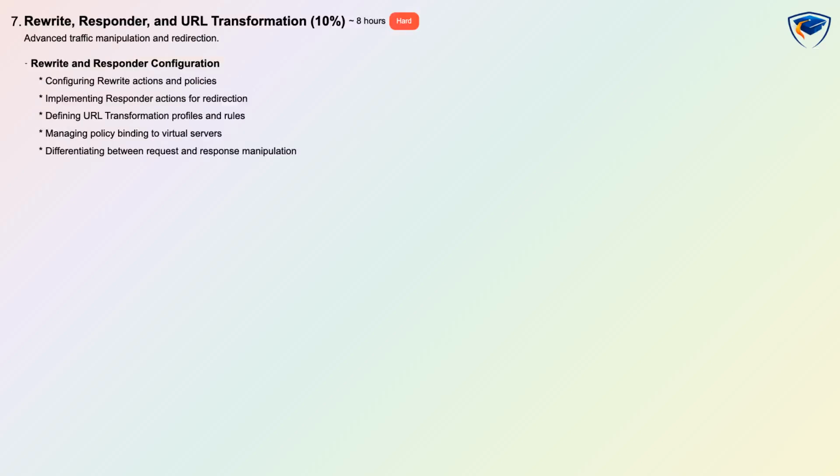Rewrite, responder, and URL transformation make up 10% and focus on advanced traffic manipulation and redirection. This domain is hard, estimated at 8 hours of learning, and assessed with scenario-based questions. You will configure rewrite actions and policies, implement responder actions for redirection, define URL transformation profiles and rules, manage policy binding to virtual servers, and differentiate request versus response manipulation.